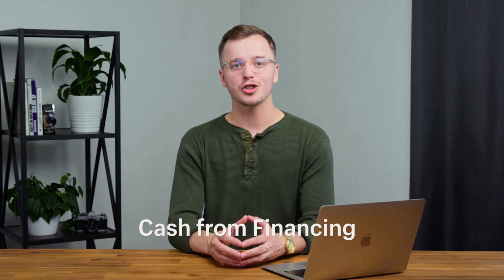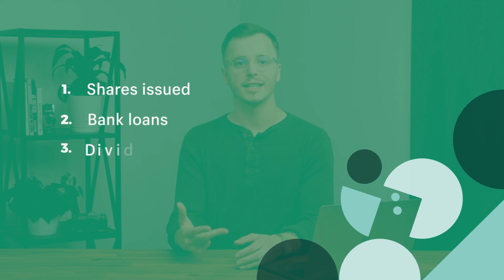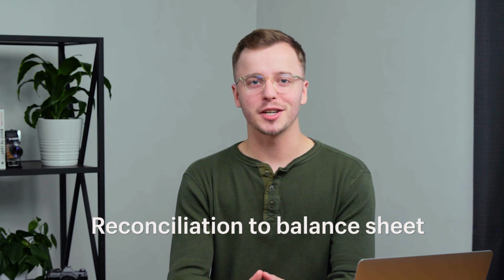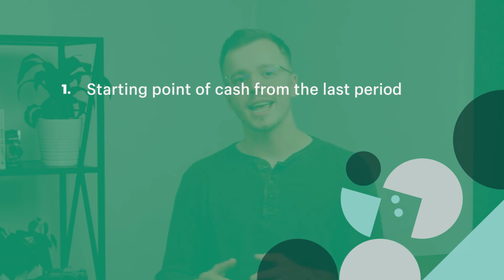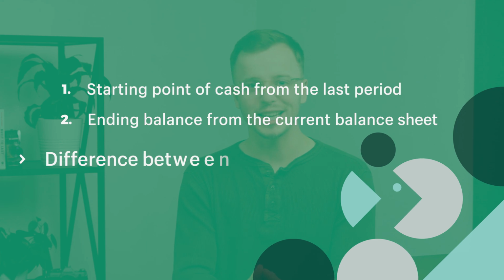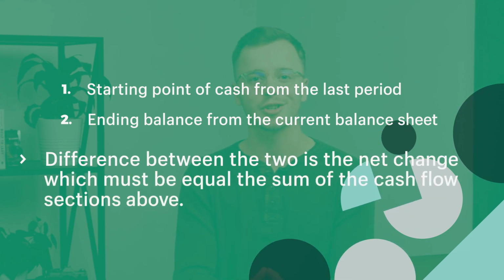The third is cash from financing, and this is cash generated from raising, borrowing, or spent repaying capital. This is shares issued, bank loans, dividends paid, or debt principal repaid. And the fourth is the reconciliation to the balance sheet. This is the starting point in cash from the last period and the ending balance from the current balance sheet. The difference between these two is the net change in cash, which must be equal to the sum of the cash flow sections above.